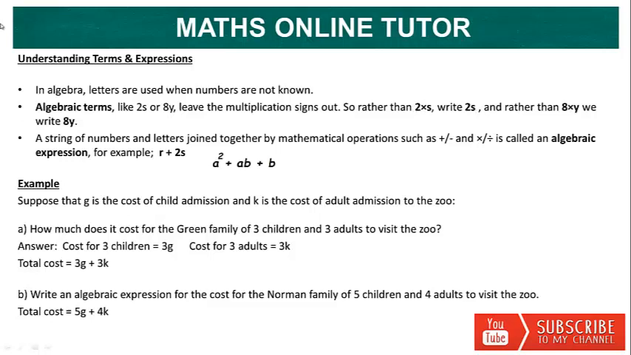What is an expression? An expression is a string of numbers and letters joined together by mathematical operations such as plus, minus, multiplication and division. For example, r plus 2s is an expression. Here we have two terms added together, and there is a multiplication between 2 and s as well.